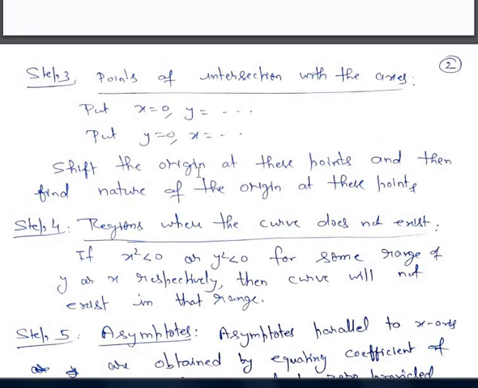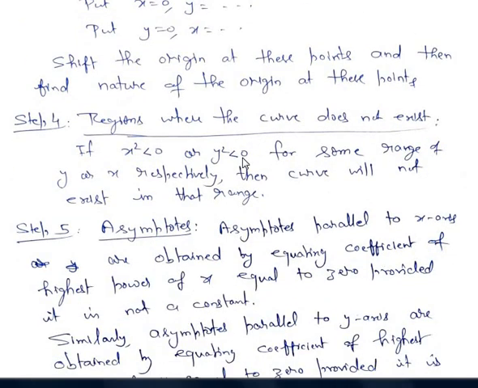Now how do you shift the origin at these points? Suppose by putting x is equal to 0, we get some value of y, say a, right? So we have the point (0, a). Now in the equation of the curve, you put x is equal to 0 plus x and y is equal to a plus y, right? And then from that equation, you take the lowest terms equal to 0. We'll take up examples and then it will be clear.